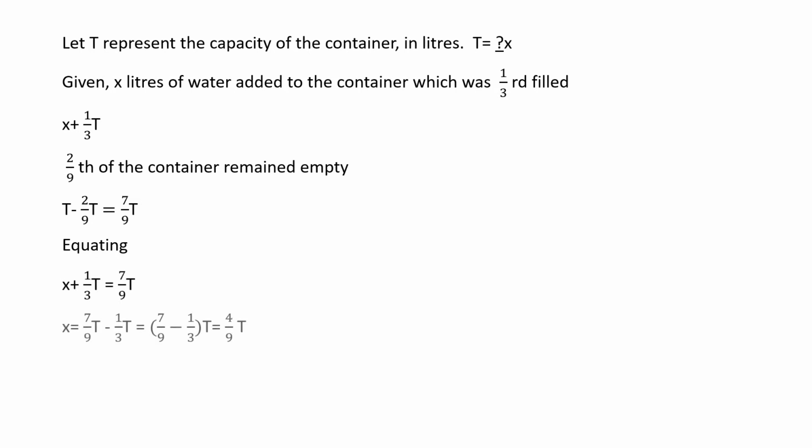Taking X on one side and T on the other side, we get X is equal to 7/9T minus 1/3T, that is 4/9T. But we need T in terms of X, so we cross multiply to get T is equal to 9/4X, which is our option D. Hope that's clear. Let's move to the next question.